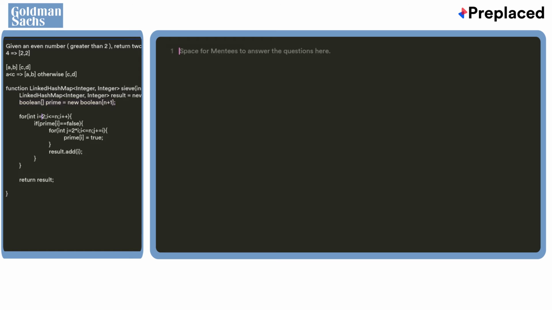I start my loop from 2 till n, as 2 is the smallest prime number. After that, I check if in the Boolean array the value is false. That means that number has not been marked by any of its previous numbers, so it is a prime number. So I enter the if statement and mark all the multiples of it. Let's say if I get 3, then I start from 6, and I do 6, 9, 12, 15 till n. I mark all of them true, so these numbers will not be prime anymore. I simultaneously add i into a result linked hash map, and finally I return that result.